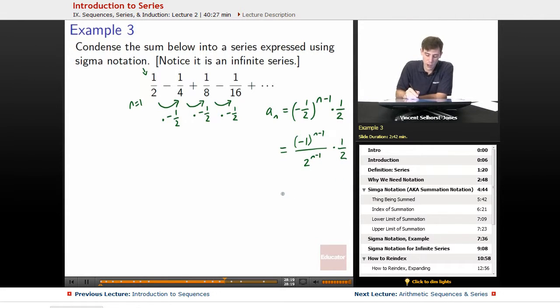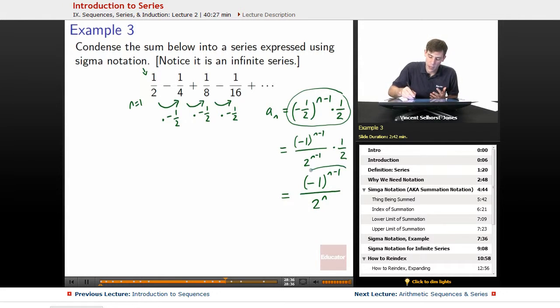So the 2's in the denominator will wind up compacting together. And we could also write this as negative 1 to the n minus 1 over 2 to the n. Right? Both of these, just fine ways to write it. We'll wind up getting the same thing, whether we write it using this general term or with this general term, we'll wind up getting the same series.